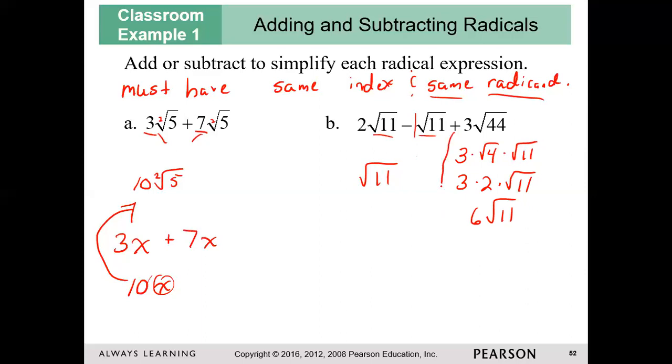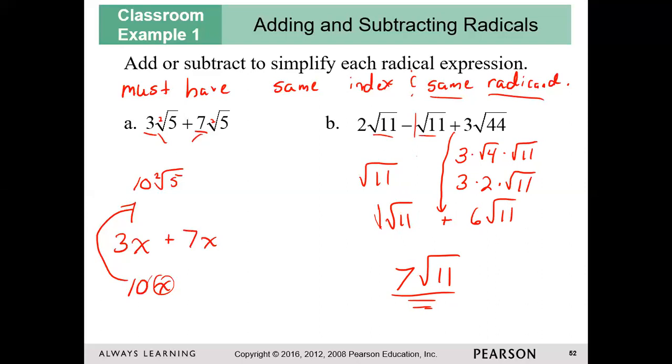Well, remember, we're adding this to this existing radical 11. And now you can hopefully see that you're going to just combine these to get 7 radical 11s. You have 1 radical 11 plus 6 radical 11s will be 7 radical 11s. All right. So again, same index, same radicand.